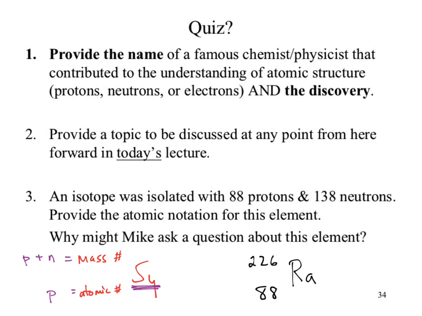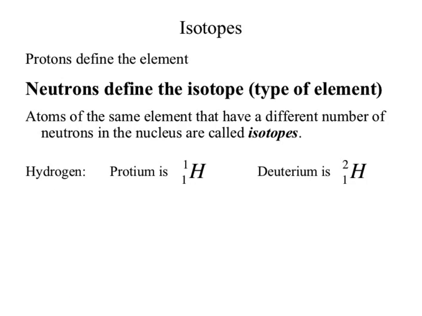Questions about that? Okay. Isotopes. So we said our protons define the element, and the neutrons define the isotope. Type of element is a horrible word to use there. Let's get rid of the type and change it with a better word. What word should we use? What did neutrons define? The isotope, also known as our mass. So atoms of the same element can have different numbers of neutrons. Those different atoms are called isotopes.